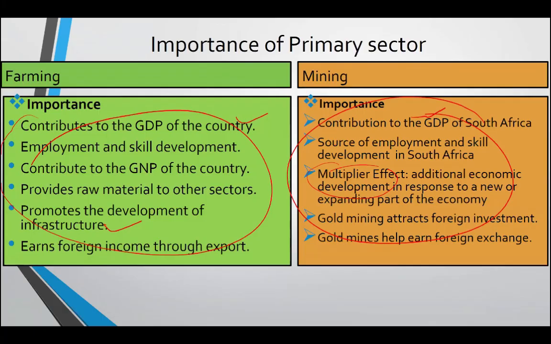Except you cannot say farming provides minerals, because farming does not provide minerals. They both provide raw material for industries, but you must know that raw material can be farm products, or raw material can be minerals from the ground. So raw material is something that will be used in order to manufacture something, but it could be a farm product, it could be a mining raw material.